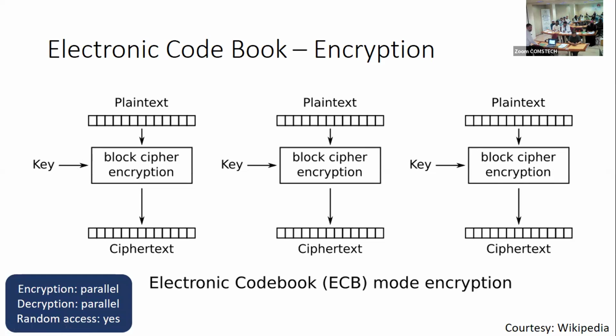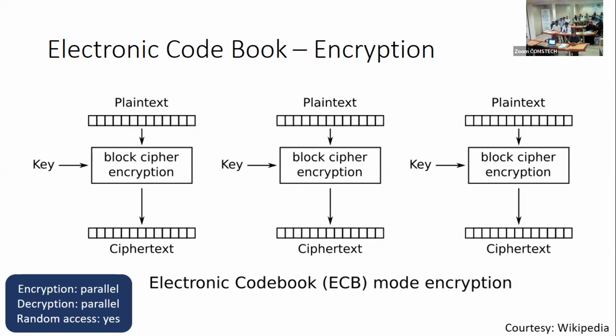What's the advantage of that? I can do encryption in parallel. I can do decryption in parallel because I can pick up one block and decrypt or encrypt it. So this makes things very fast to execute on the hardware. And I can do random access also. I can just access block number 1001, change that block, and put it back into my ciphertext. So this is very good.